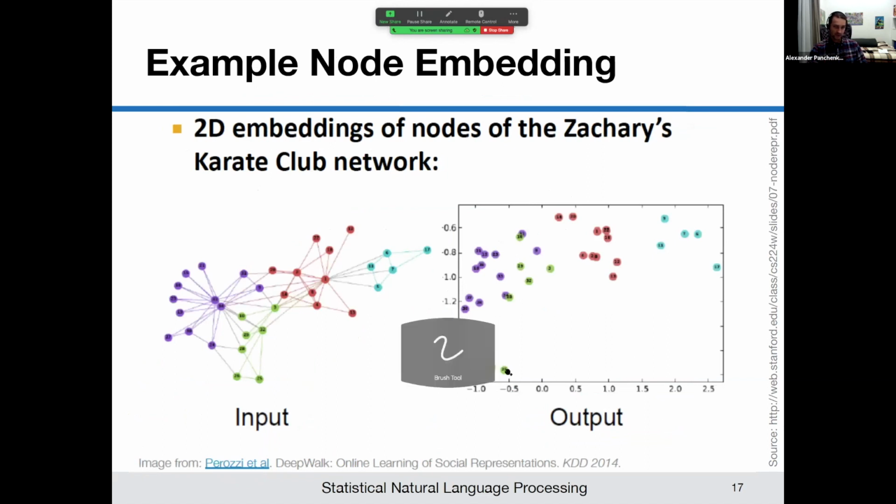And really, the idea of network embeddings is that you have this network. In this case, it's a very small network, the karate club network. So actually, every node is a person attending an offline club for karate.